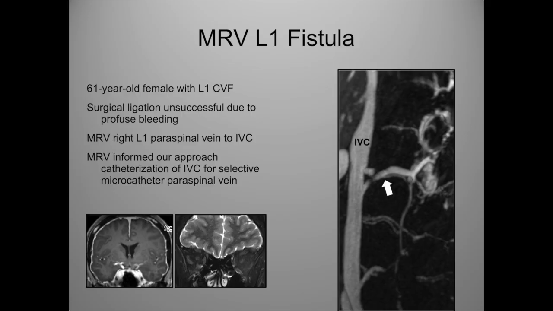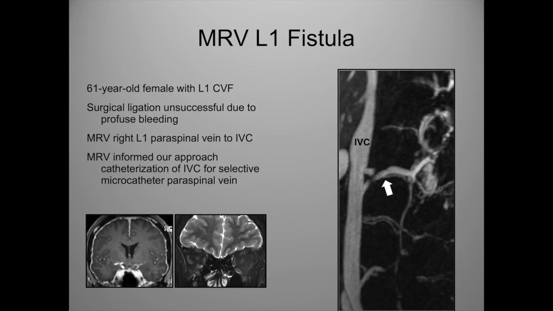I want to show a few cases where MRV helped us and how it guided us, and also show examples of how I do a case. This is a 61-year-old woman with an L1 fistula, and Wouter went into the OR to fix it, and he backed out because he encountered profuse bleeding. That doesn't happen very often, maybe once or twice over the last 15, 20 years. So he said, why don't I go ahead and try to fix this?